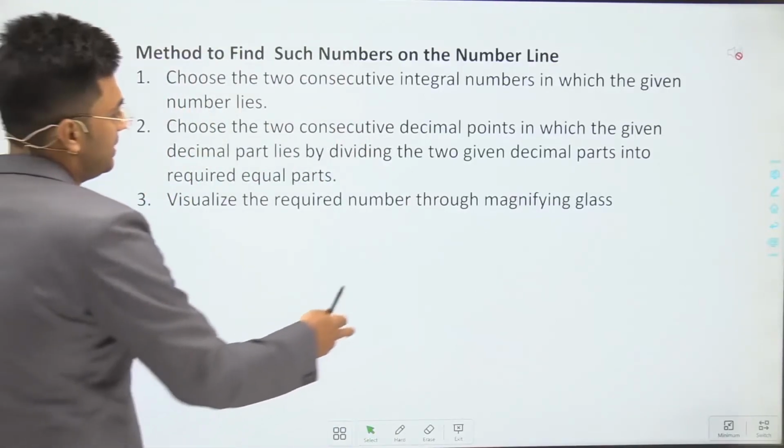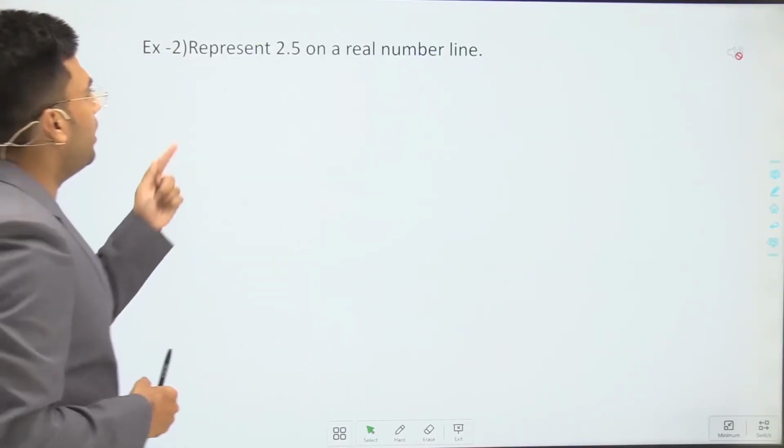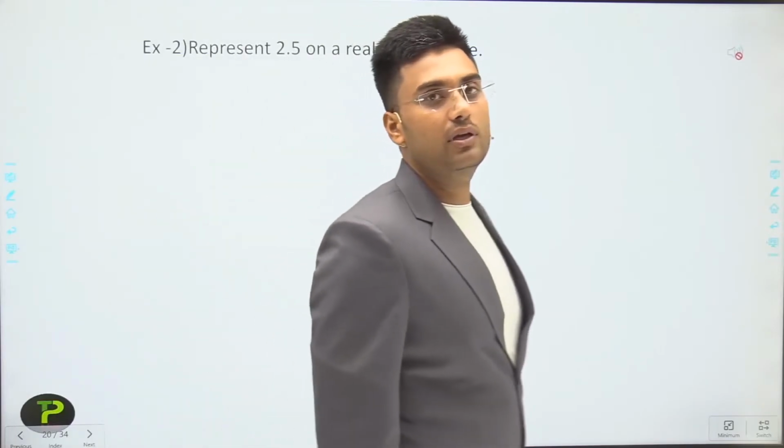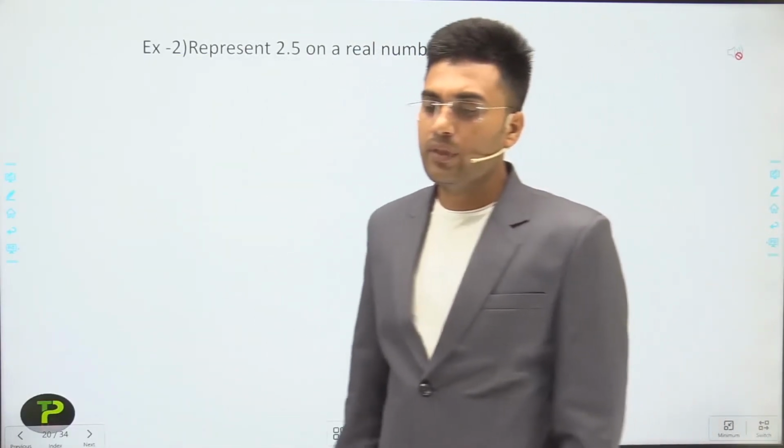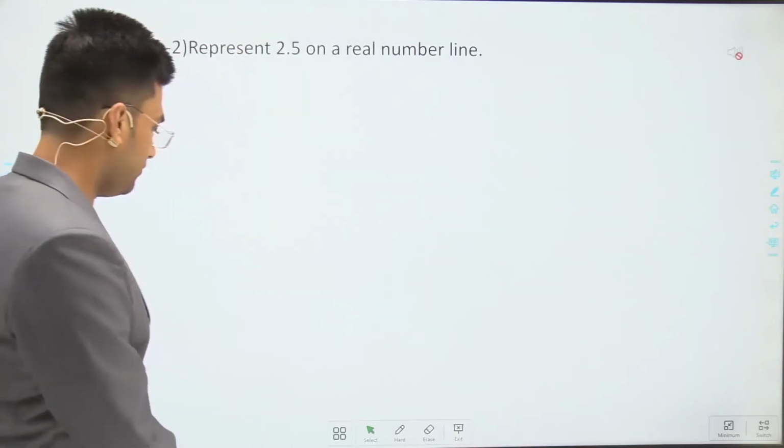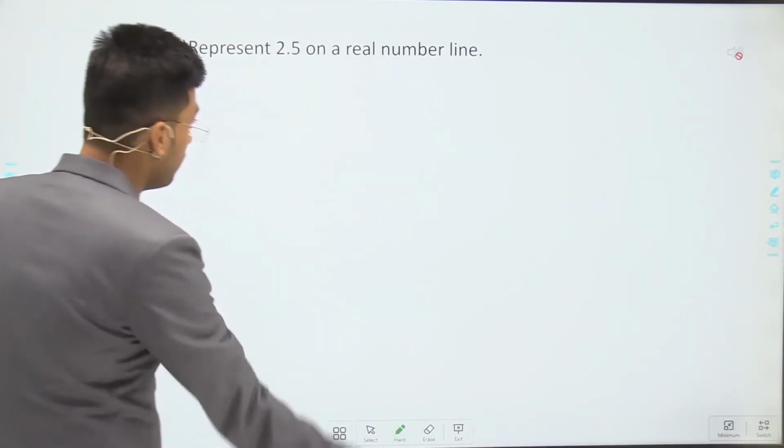Okay, let's understand with an example. You have to represent 2.5 on the real number line. Okay, now first of all, the first step is to draw the number line.